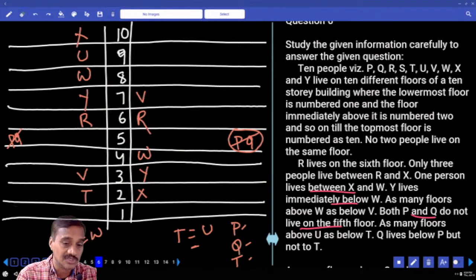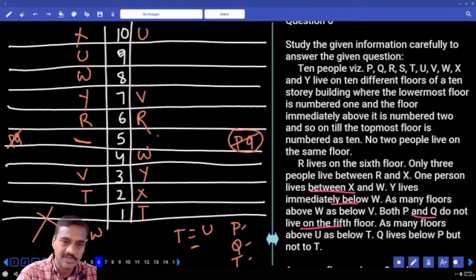Now if U is here, above this T we need to have P and Q. That means 1 between P and Q must be on the 5th floor, not possible. And this case is completely ruled out. Then coming back to the next one. Now where should this T be? T cannot be on the 5th floor, T must be on the 4th. Now if T is here, then U will be here.